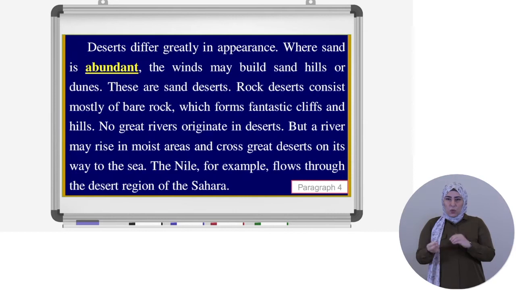Deserts differ greatly in appearance. Where sand is abundant, the winds may build sand hills or dunes. These are sand deserts. Rock deserts consist mostly of bare rock, which forms fantastic cliffs and hills. No great rivers originate in deserts, but a river may rise in moist areas and cross great deserts on its way to the sea. The Nile, for example, flows through the desert region of the Sahara.